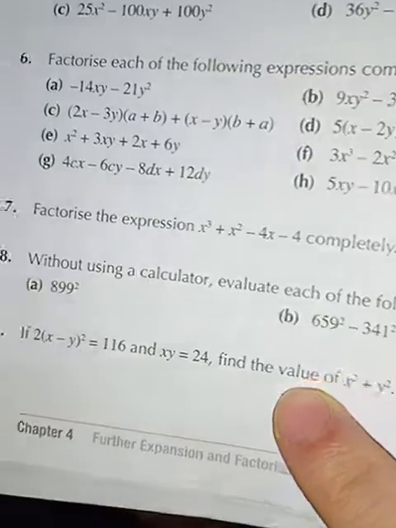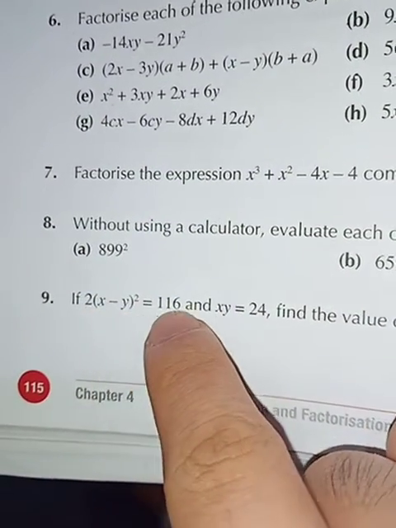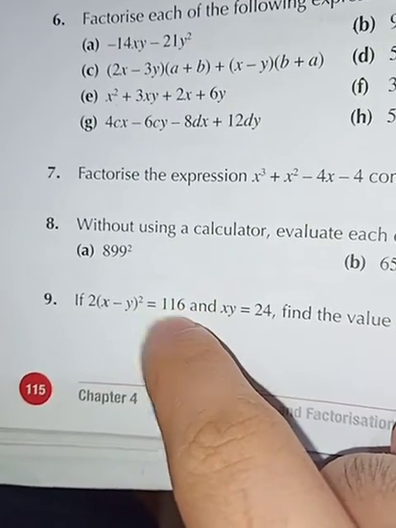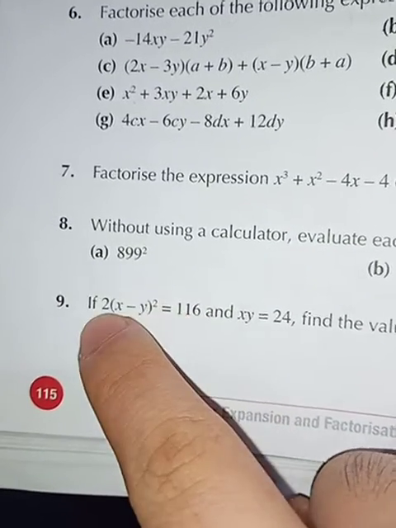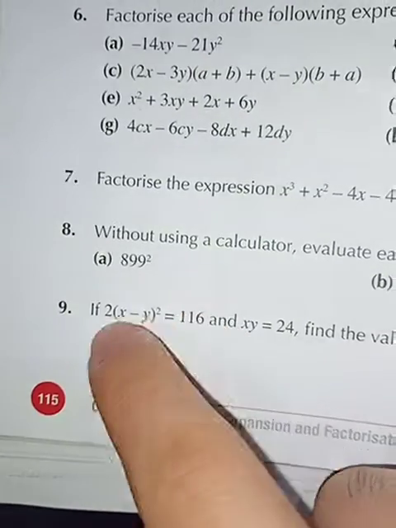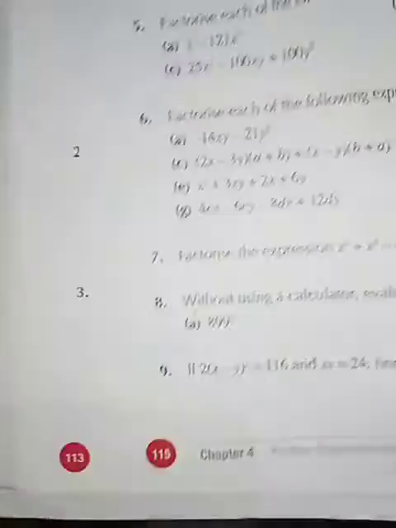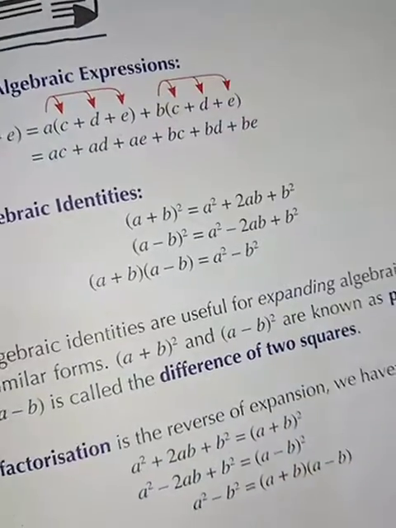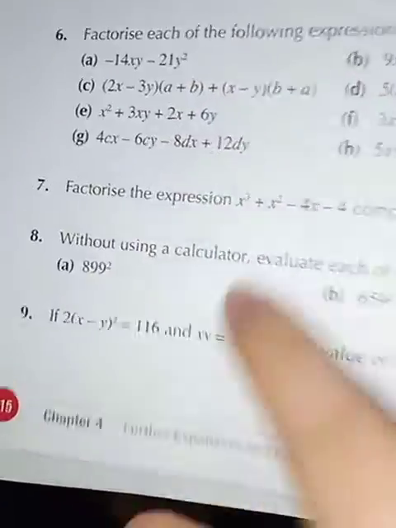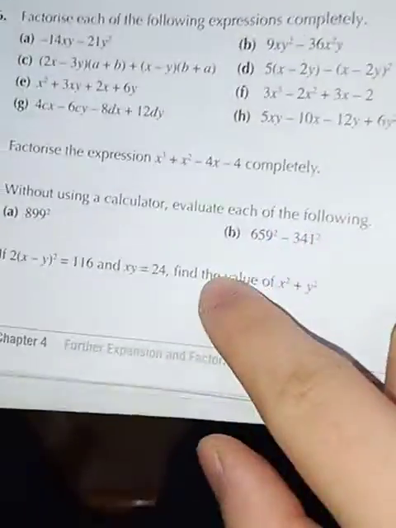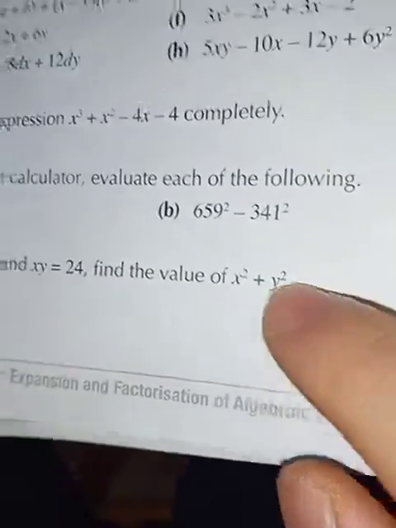So here you also do the same thing. So the 2 you move first. You move it so it becomes 116 divided by 2 first. So x minus y squared will become 58, right? And then you expand x minus y squared, like this. x minus y squared becomes x squared minus 2xy plus y squared. And then you will have xy here, right? That's when you need this one, 24, to find this.